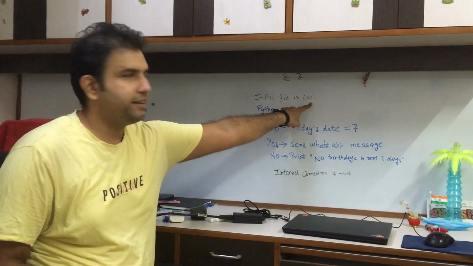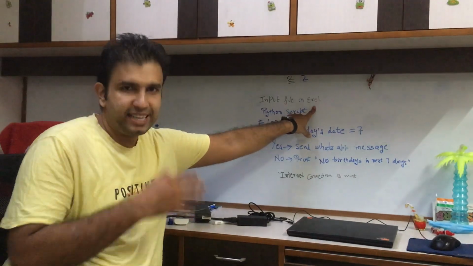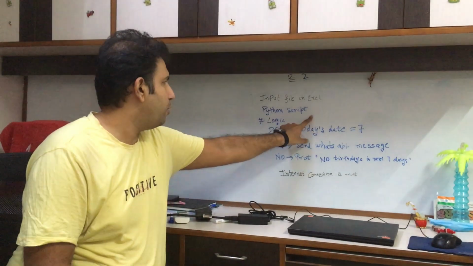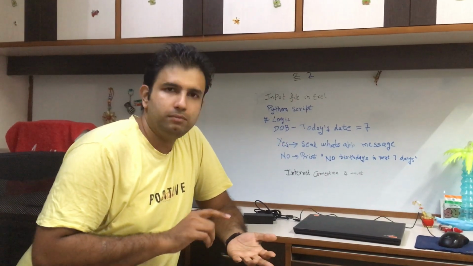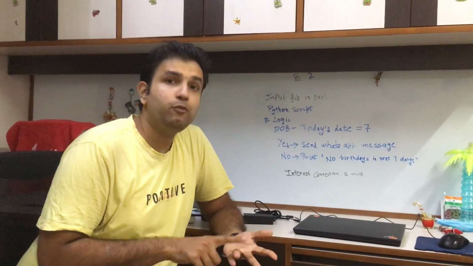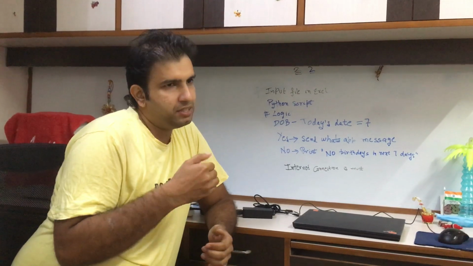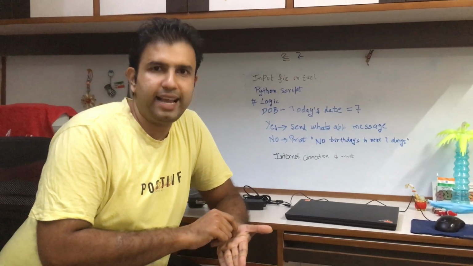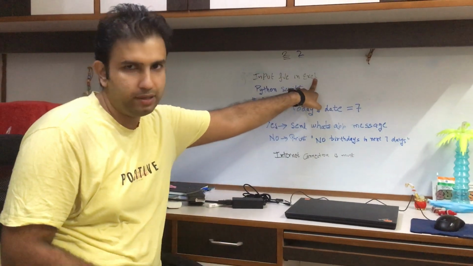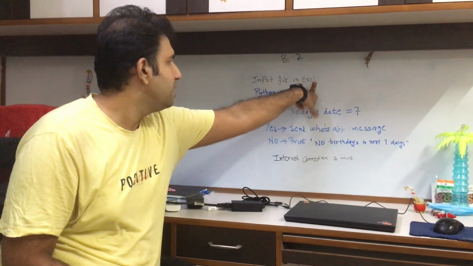I created one Excel sheet. This Excel sheet is an input file. In this Excel sheet you have three details of the customers: birth date, customer's name, and WhatsApp number. Whenever she gets a new order from a customer, she will just note down these three details in the Excel sheet, and that will be the input file for the coding.